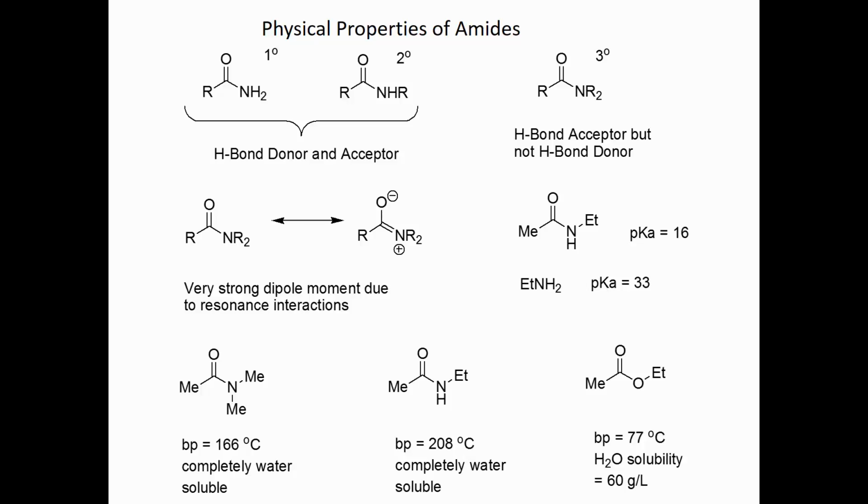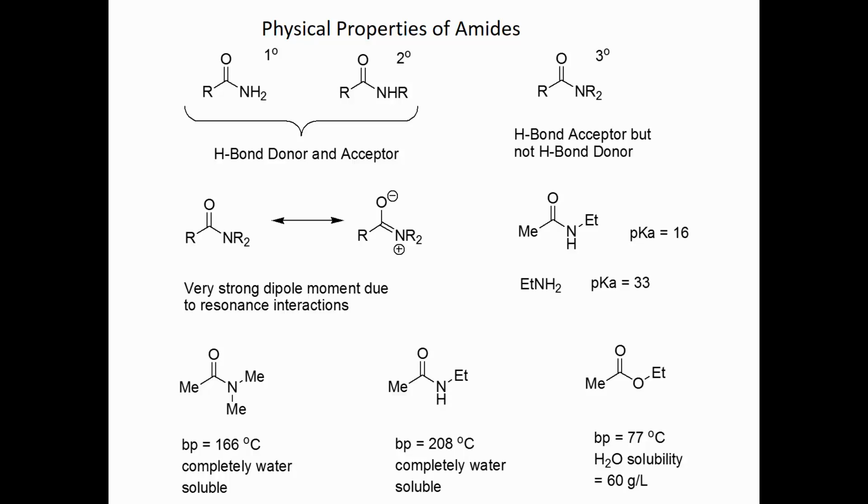In this video, we're going to look at amides. These are the least reactive of all carbonyl groups. Let's first look at a classification scheme here. We're going to classify amides based on how many hydrogens remain at nitrogen.